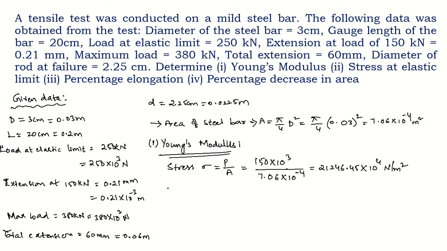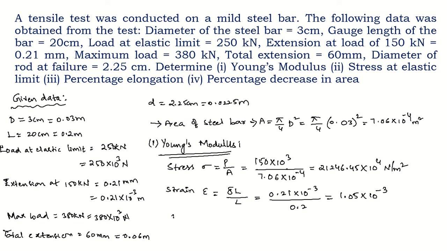What is strain now? Strain, epsilon, is equal to change in length by original length. What is the change in length at 150 kilonewton? 0.21 mm, which we converted as 0.21 into 10 power minus 3. What is the original length, actually the gauge length? 0.2. So finally, what is strain now? 1.05 into 10 power minus 3.